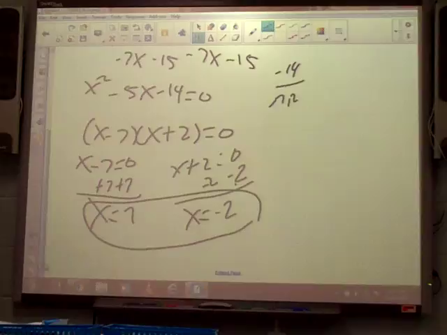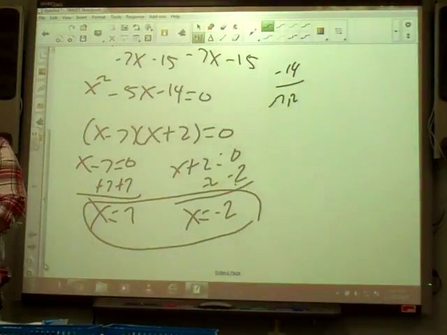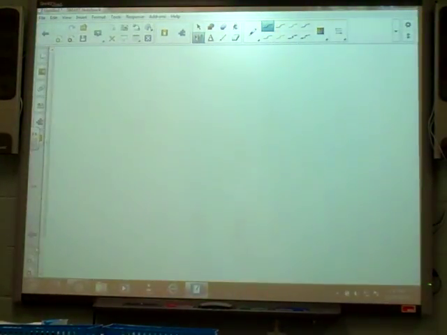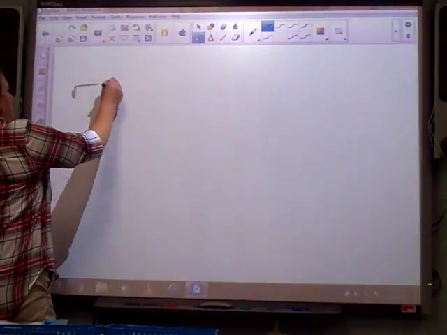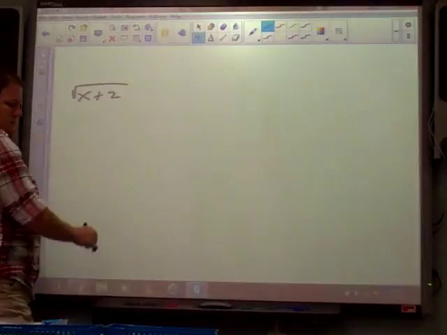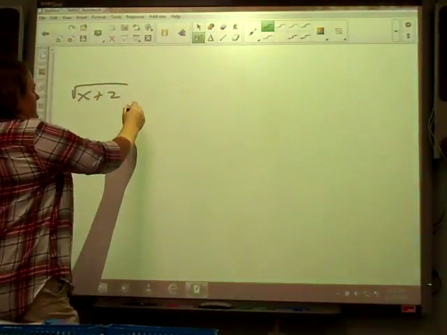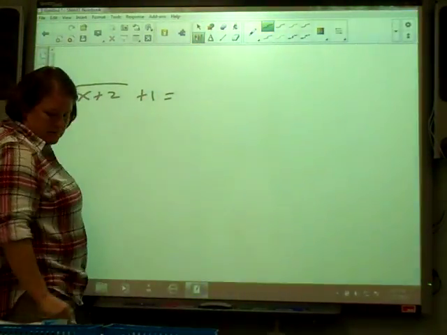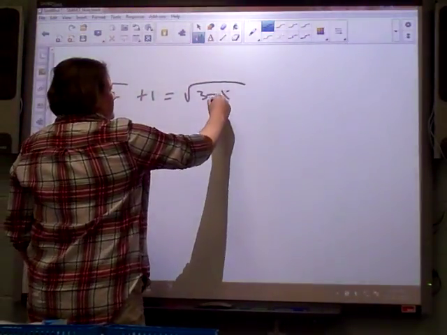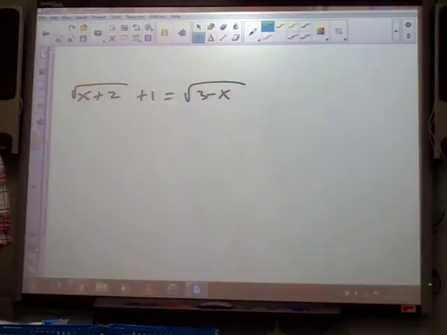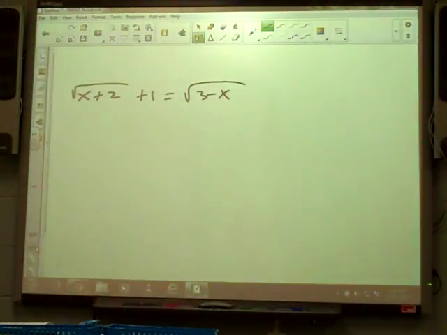Alright, let's look at the longest kind and then we'll come back and get some easier ones. I got square root of x plus 2, and then a plus 1's not underneath there, is equal to the square root of 3 minus x.